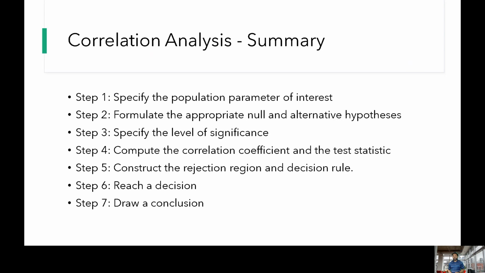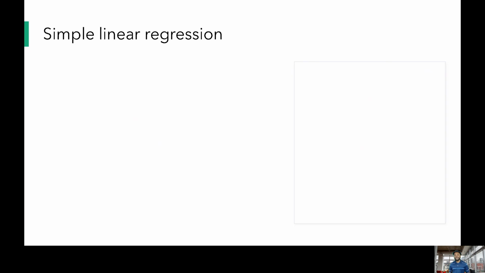So what have we covered so far? We have seen how to specify the population parameter of interest, formulate the appropriate null and alternative hypotheses, specify the level of significance, compute the correlation coefficient and the test statistic, construct the rejection region and decision rule, and draw a conclusion. Now we'll move on to the sister of correlation, which I call simple linear regression.